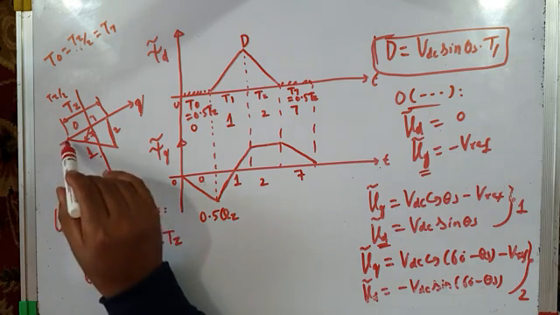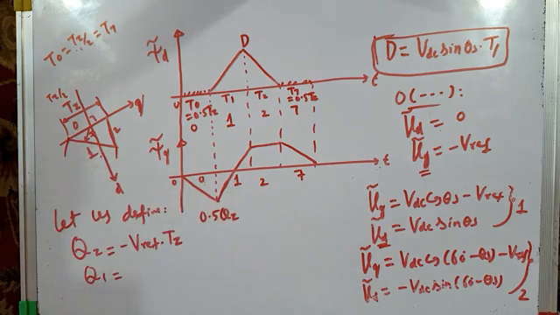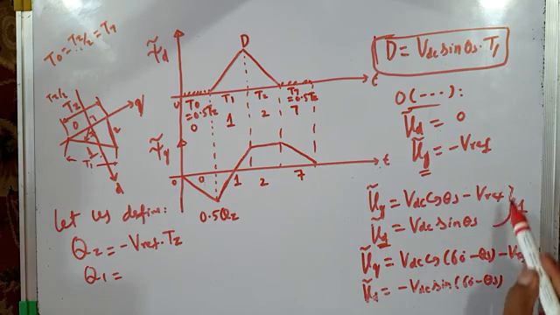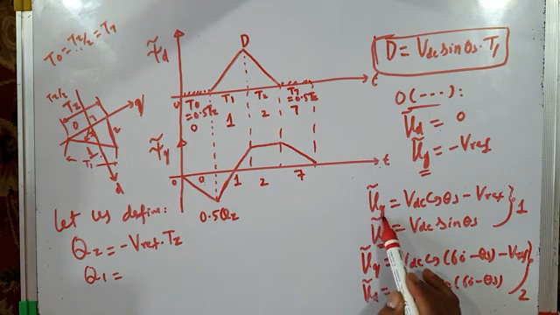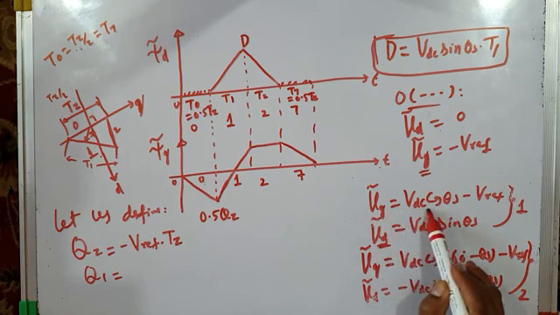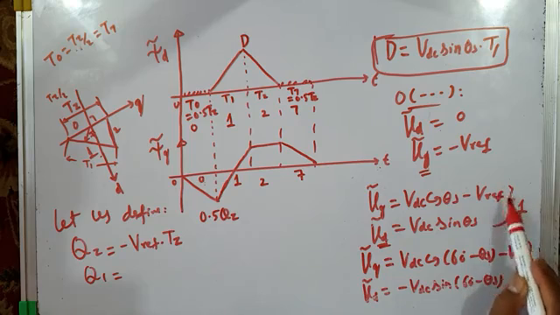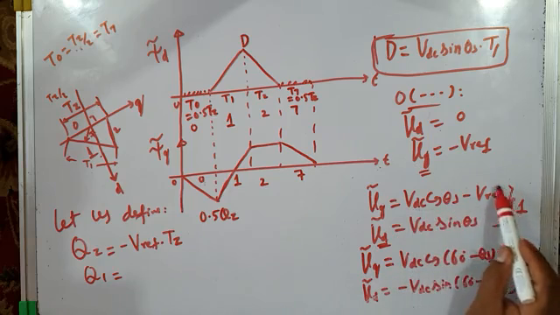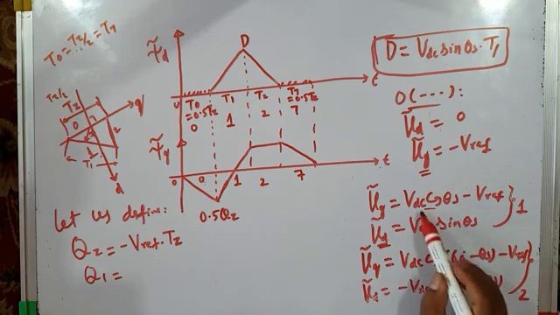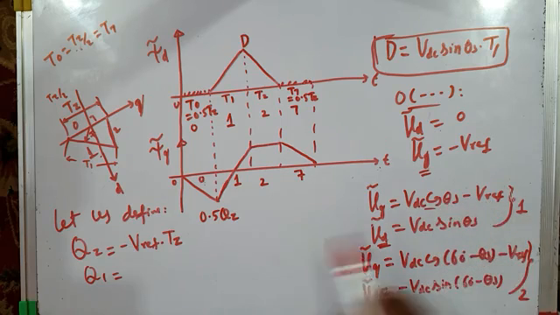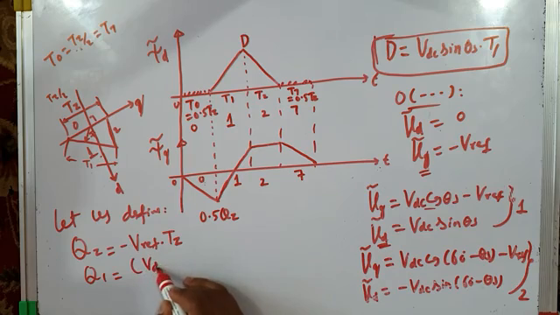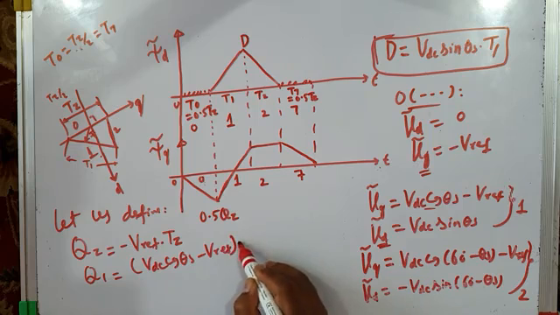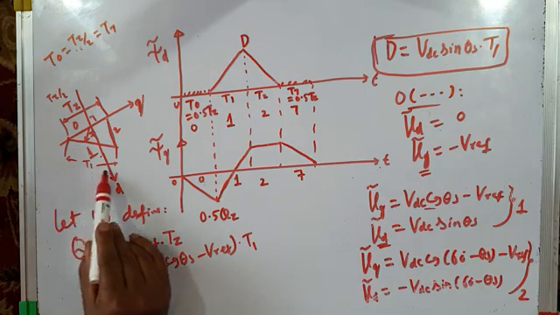Q1 means when active vector 1 is applied. You can very clearly see that active vector 1 is applied for a time interval t1. And you can see from these equations, when active vector 1 is applied, what is the q axis component of error voltage vector? I have already written it here. It is VDC cos theta s minus Vref. So I will write here VDC cos theta s minus Vref, and it is applied for a time interval t1 because active vector 1 is applied for time interval t1.